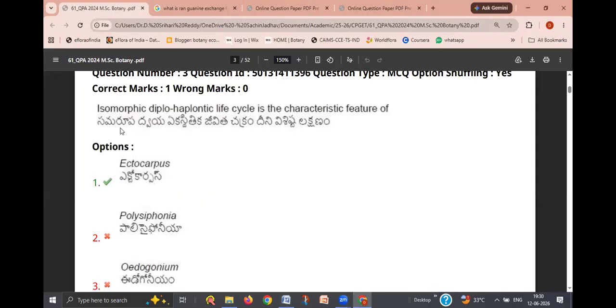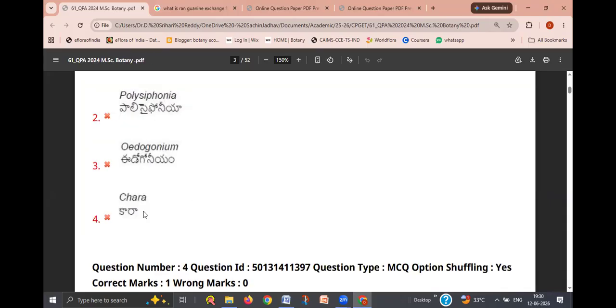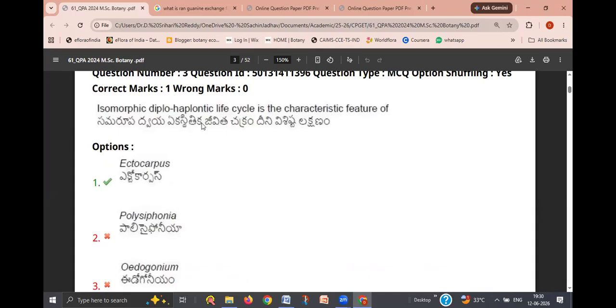So isomorphic diplohaplontic life cycle is the characteristic feature of Ectocarpus. That is the right answer. In Polysiphonia, as we discussed, it is different, and Oedogonium is also different. These two have a haplontic life cycle. This is a diplobiontic life cycle. Polysiphonia has a triphasic diplobiontic life cycle, and Ectocarpus has an isomorphic diplohaplontic life cycle. It is a very important question.